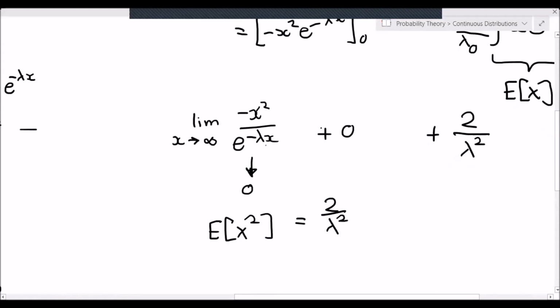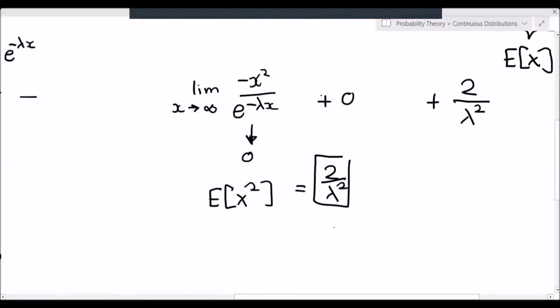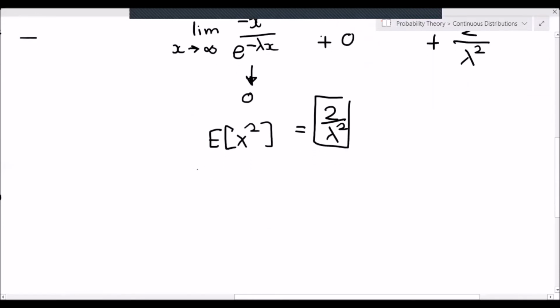You can go evaluate this for yourself by taking the derivative twice of the numerator and the denominator as well. And then plugging in the limits as x goes to infinity, you'll find the answer converges to 0. So this is the answer for the expected value of x squared. But we're trying to find the variance of x.